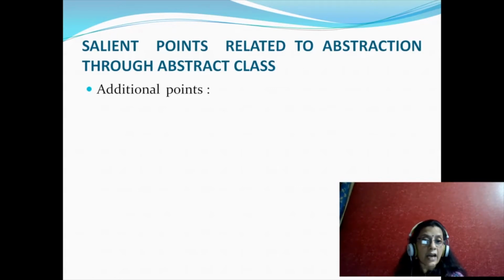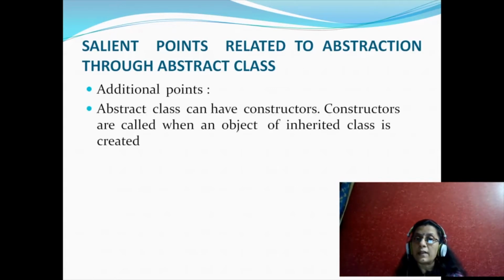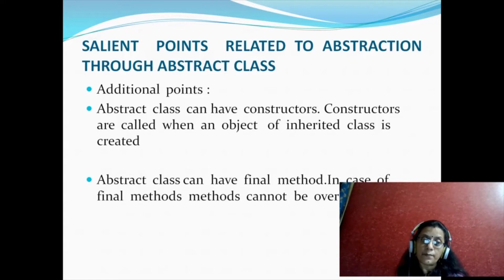There are certain additional points also in abstract class. That is, an abstract class can have constructors. Constructors are called when an object of the inherited class is created. An abstract class can have a final method. In case of final methods, methods cannot be overridden.